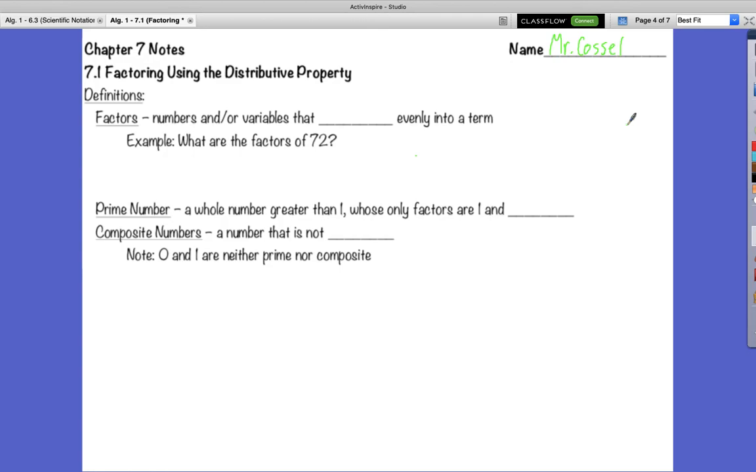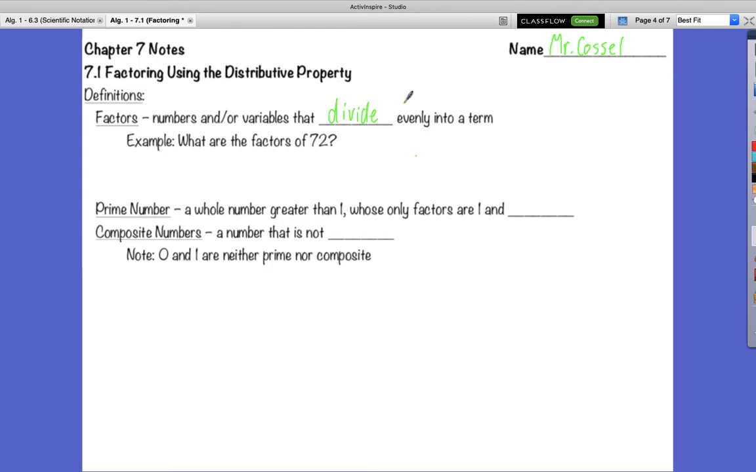Okay, so factors. Factors are numbers and or variables that divide evenly into a term. We've also talked about factors before as two things that multiply to get something, right? We said, what are the factors of like 8? And you guys might say 2 and 4, and 8 and 1. Yeah, you might say those are factors of 8, right?